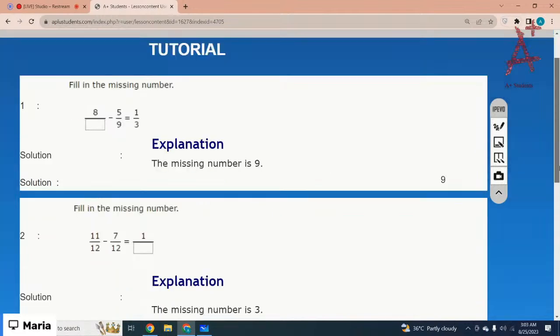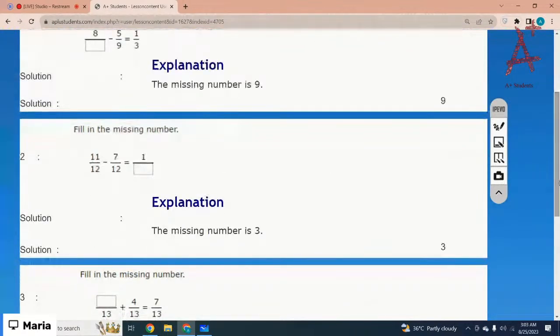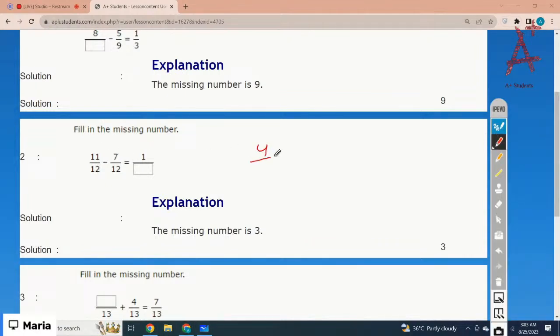Okay, the next one is find the missing number: 11 over 12 minus 7 over 12. So just look, they have like denominators, so you simply subtract them, right? 11 minus 7 is 4 over 12, right? You can divide them by the common number that is 4. So 4 times 1 is 4 and 4 times 3 is 12. So that means the missing denominator here is 3, right?